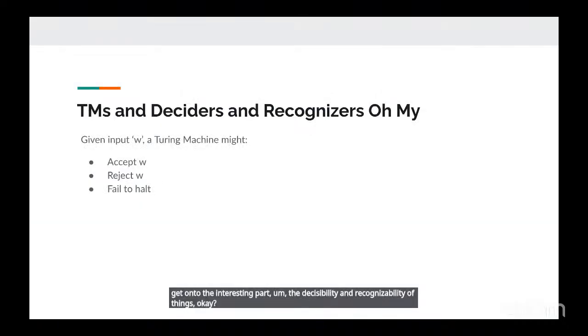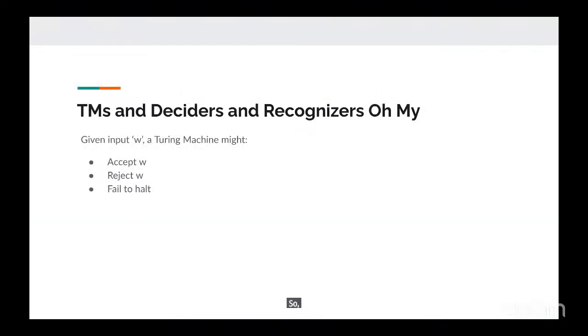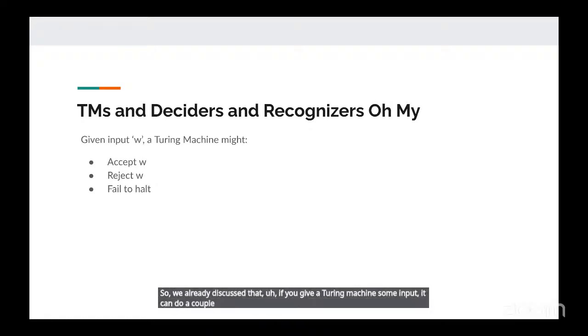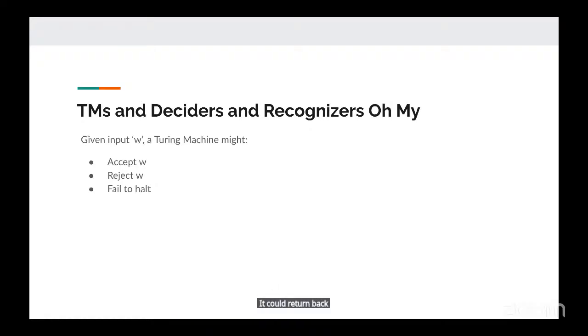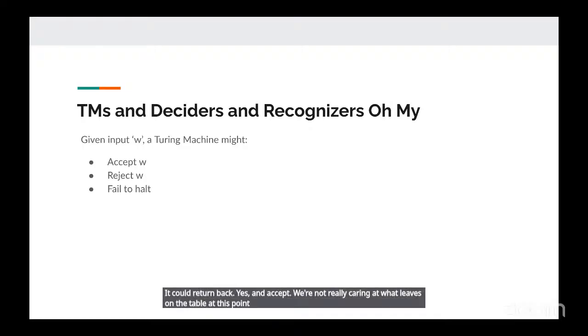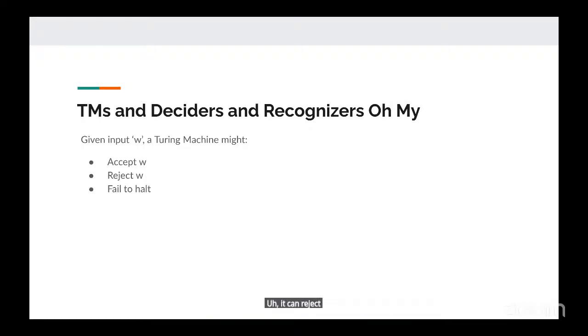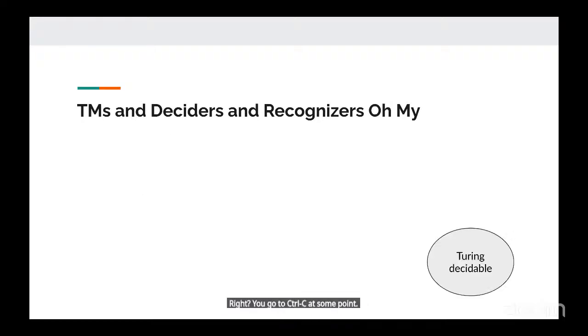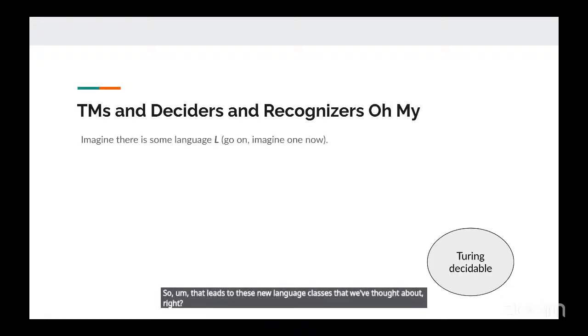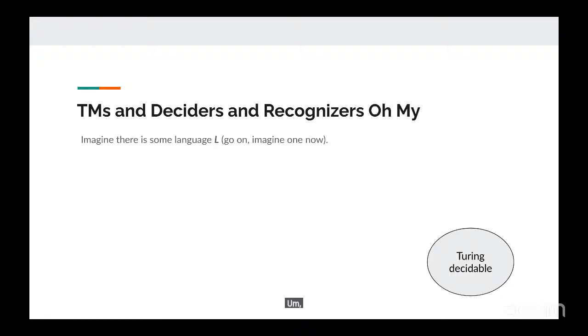Okay, so we already discussed that if you give a Turing machine some input, it can do a couple different things. It can return back yes and accept. We're not really caring about what it leaves on the table at this point. We're just caring about what it says, accept or reject wise. It can reject, or it can just run forever, right? You get a control C at some point. So that leads to these new language classes that we've thought about, right? So first we'll talk about decidable.